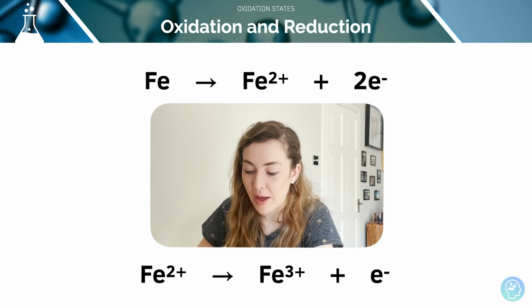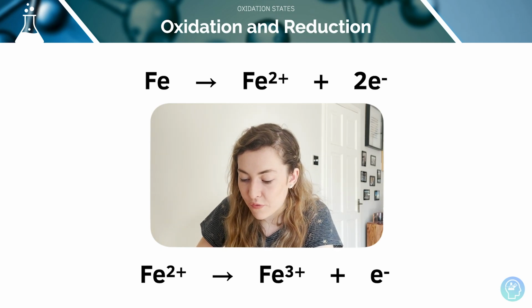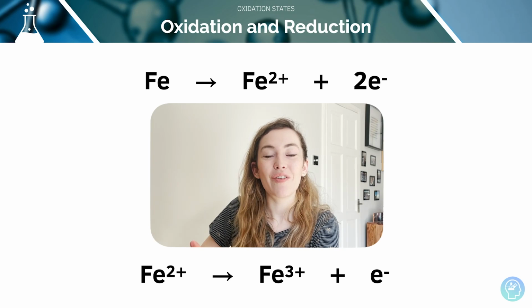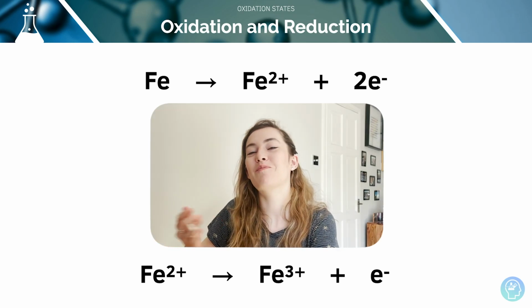Let's look at another example then. So iron forms a number of different ions. So I mentioned this in a previous tutorial.